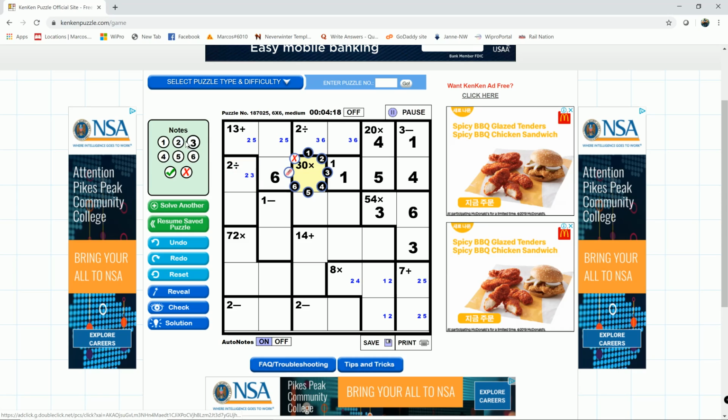So I'm just going to fill in the fact that the only options here are a 2 and a 3, which means there's got to be a 5 in one of these two boxes, and then a 2 or a 3 in the other box. So there's already a 3 here. I didn't notice that. So then that means this has to be a 2. That has to be a 3. That has to be a 6. That has to be a 5. That has to be a 2.